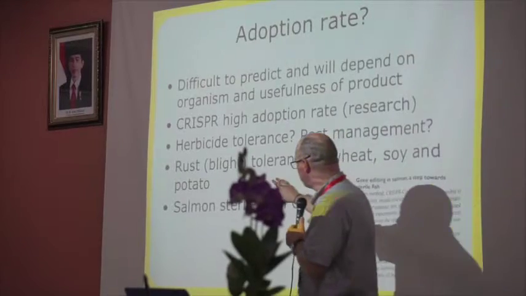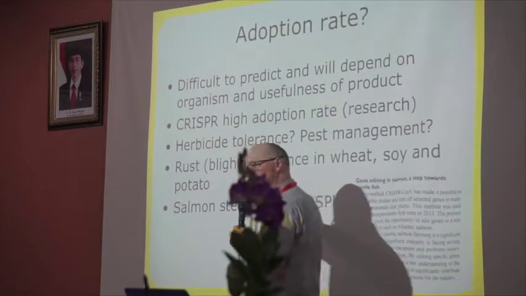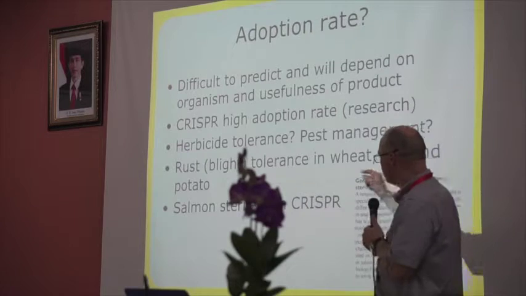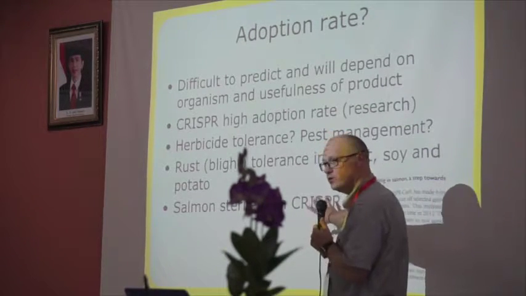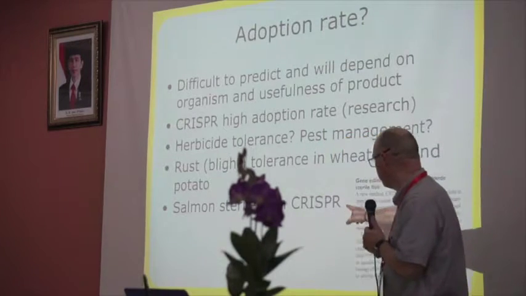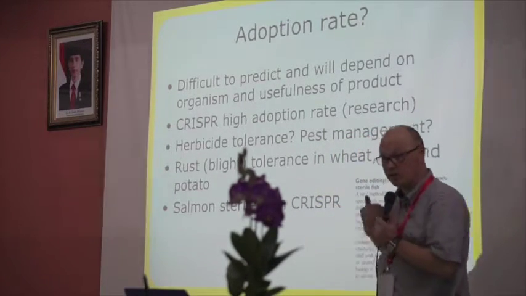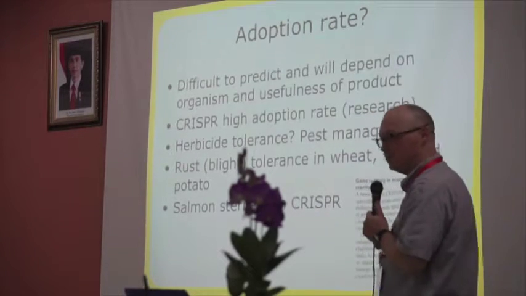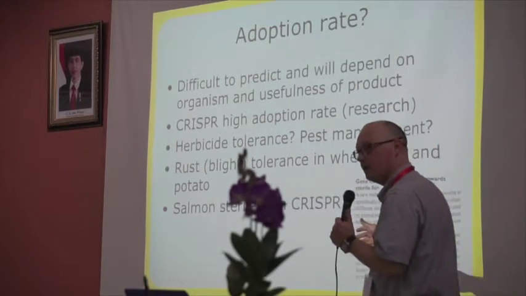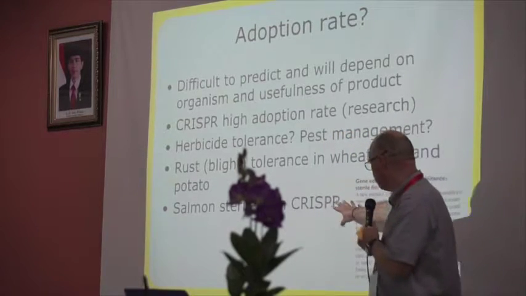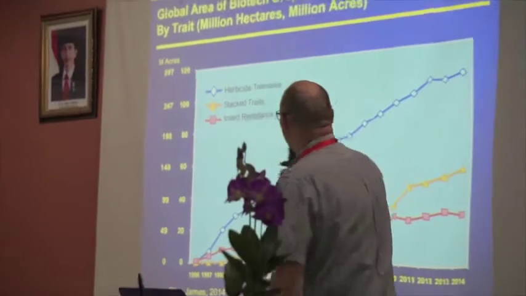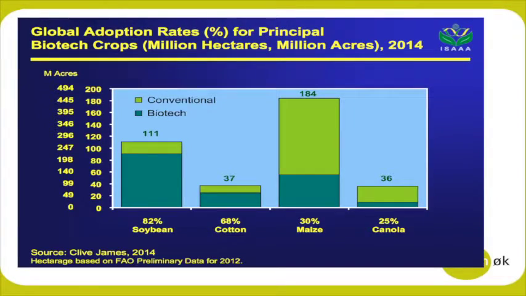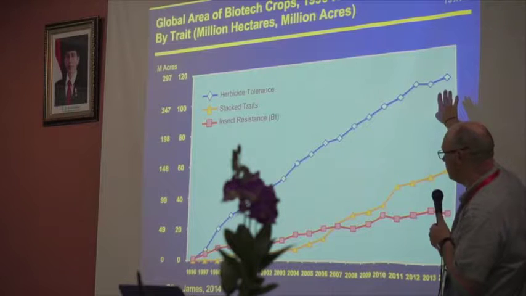Well, there's a lot of research on this rust, these blight diseases in these crops, wheat, soy, and potato. And I also know the salmon. There has been some research now where they have made sterile salmon with CRISPR, and it's 100% sterile because it lacks the organs for making that happen. So it's absolutely sterile, made with CRISPR now. And it is herbicide tolerance, which is the main trait now. It will change a bit in the future, I'm sure, but now it's herbicide tolerance.